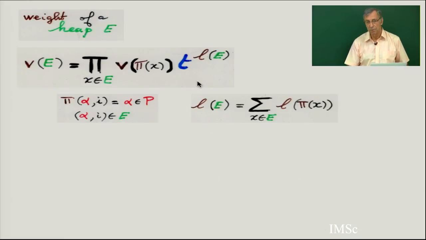So now the weight of a heap. What is the weight of a heap? It's just as usual, a product of the weight of the projection, t times now I call L of E. You can think of L as a length, it is the sum of all the L of the projection of the pieces of the heap. So each piece of a heap has a certain integer, the L of the piece, and you take the sum of all these integers. When L was 1, then L of E is the number of pieces, as in the previous lemma.